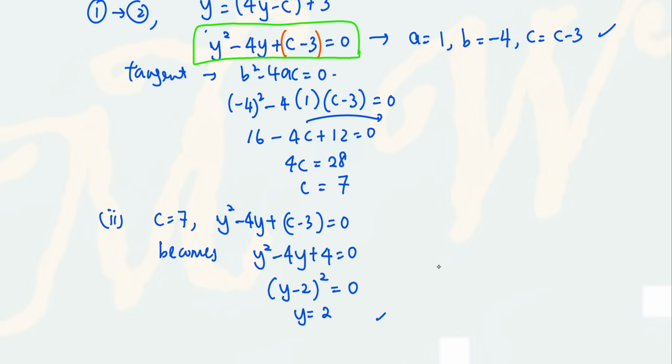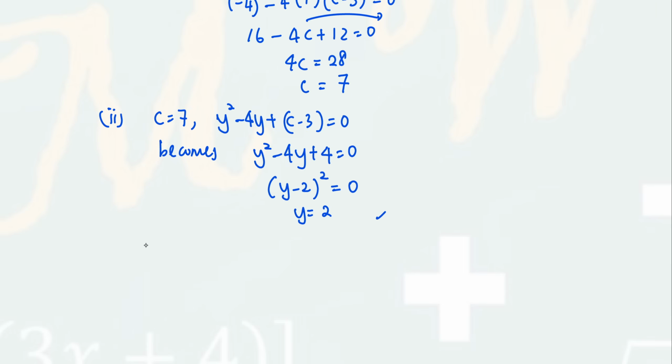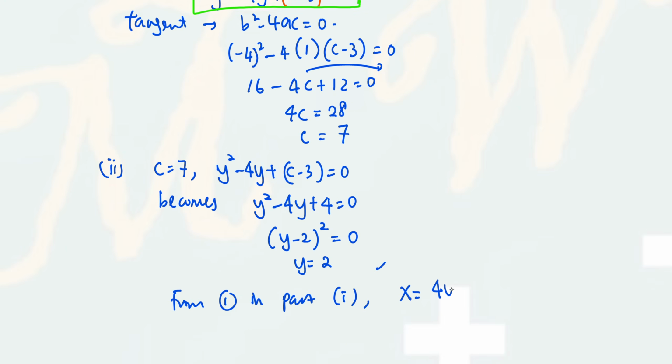After you found the y value, to find the x, you can just substitute back into the first equation or second equation from the previous part. So I will substitute into the first equation. That will be easier. So from first equation in part 1, my x is basically 4y minus c. So my c is 7.